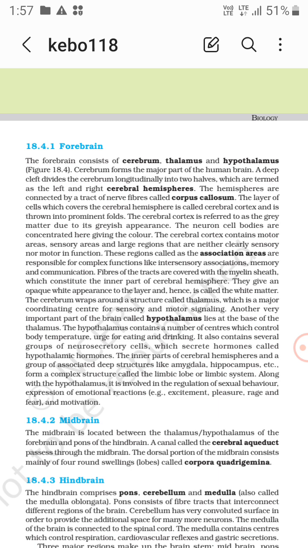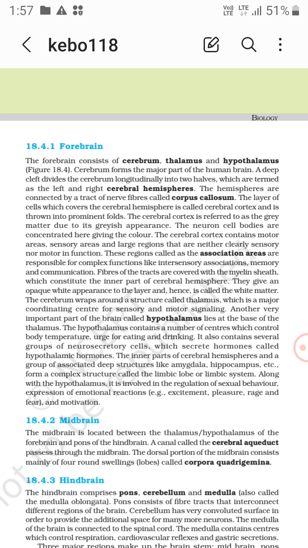Another very important part of the brain is hypothalamus, which lies at the base of the thalamus. The hypothalamus contains a number of centers which control body temperature, urge for eating and drinking. It also contains several groups of neurosecretory cells, which we are going to study in the next chapter, which secrete hormones called hypothalamic hormones.